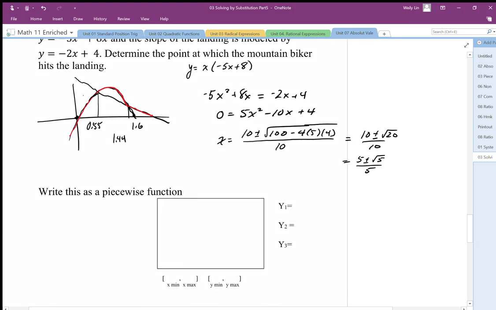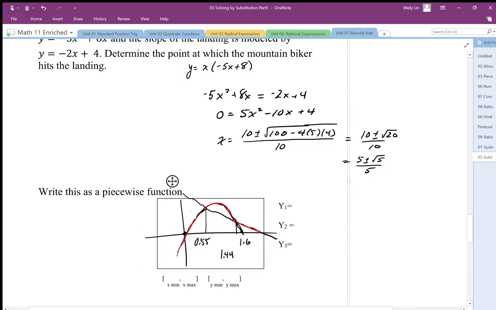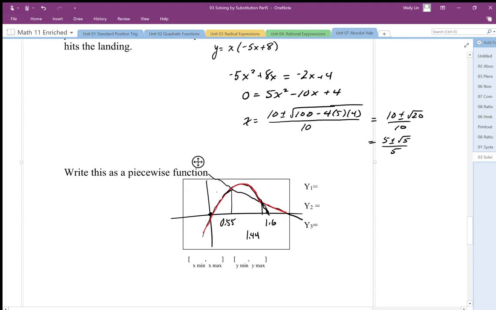When I graph this, I could just move my graph into here. Okay, so there's what my graph looks like, and I want to write this as a piecewise function. This is my point at which I transition. So I need to have two parts. I'm going to do this as a green part and a red part. So as a piecewise function, it's going to look like this.